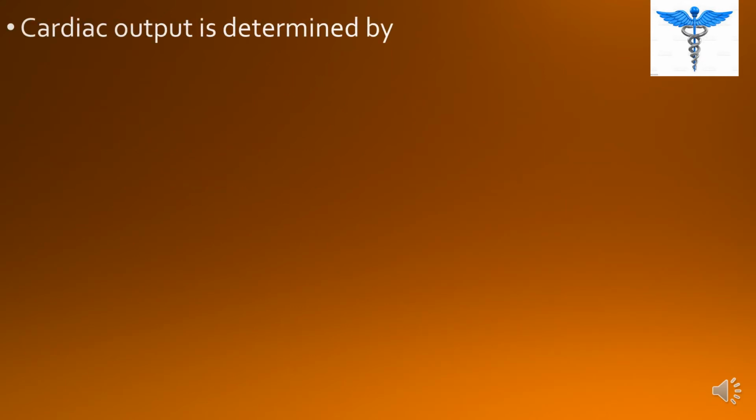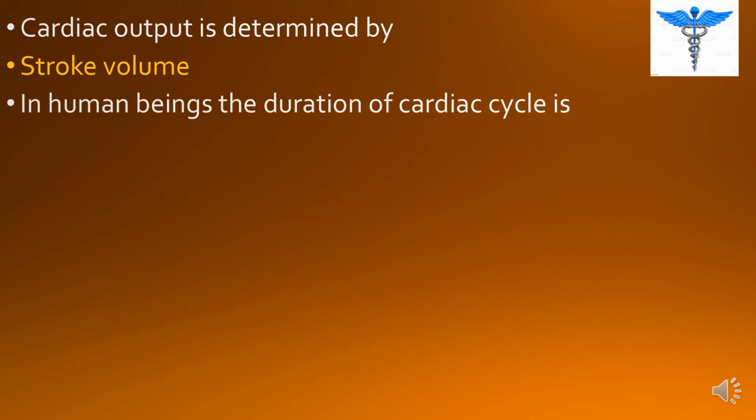Now the question is, cardiac output is determined by. Now what is cardiac output? Cardiac output is basically the volume of blood pumped by the heart in 1 minute, right? So it is determined by the stroke volume, which is the volume of blood pumped by the ventricle in a single cardiac cycle, right? Now in human beings, the duration of the cardiac cycle is 0.8 seconds, 0.3 of systole, and 0.5 of diastole.